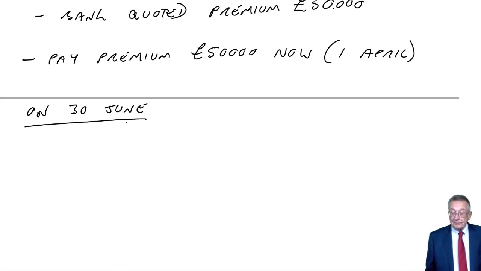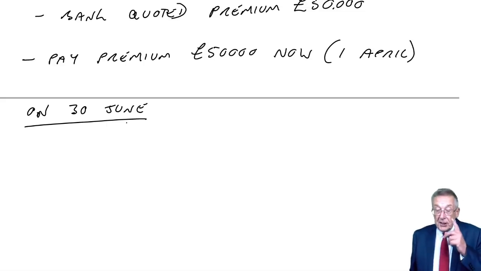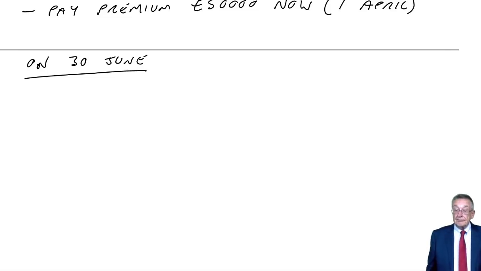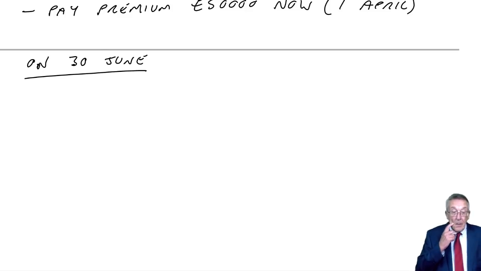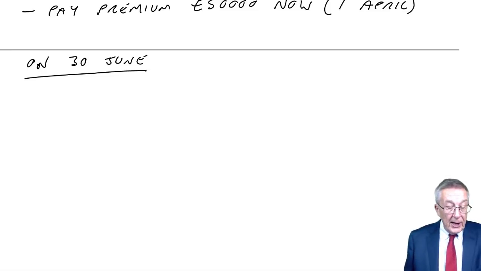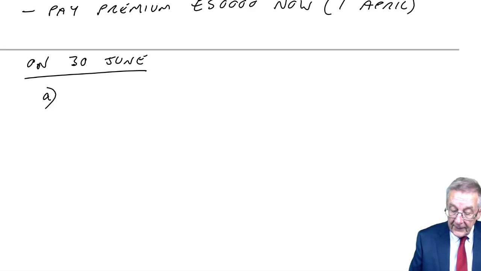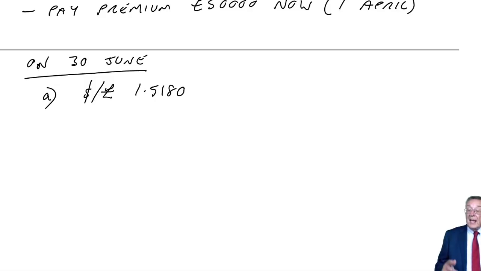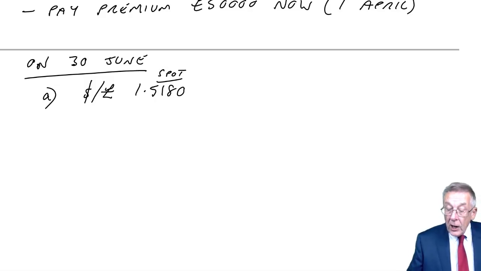And on the 30th of June, depending on what the spot rate is, we'll decide whether to use the option and convert at 1.52 or whether we'd prefer to throw away the option and convert at the spot. And it says the requirement, show the outcome on the 30th of June if the exchange rate on that date is A, $/pound 1.5180. Well, remember, we're receiving 2 million. I can either convert at spot, or I can use the option.